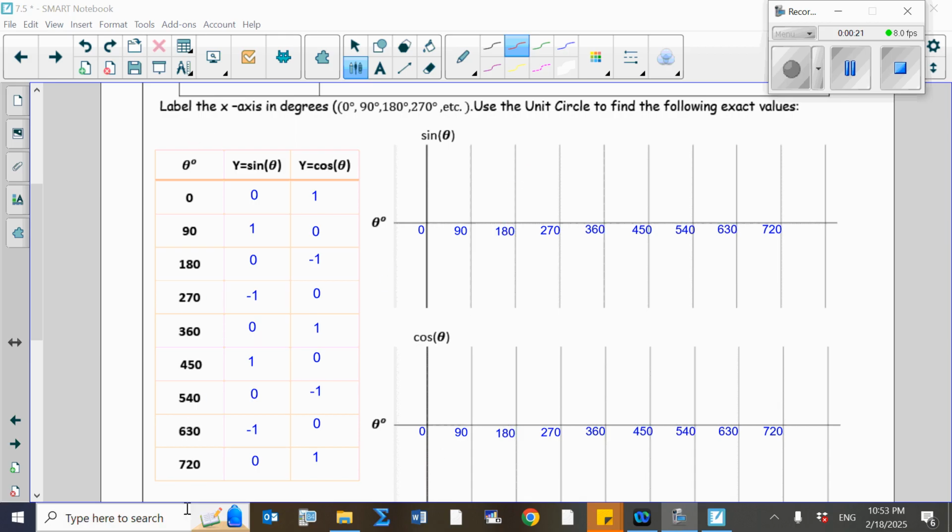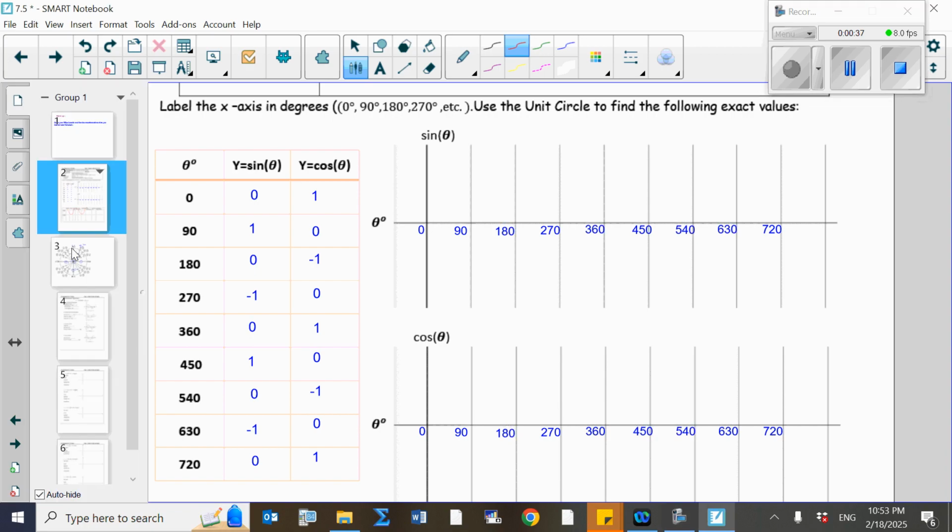I made this table for you that has some of the angles from 0 to 720, and on this table we also have the values of sine and cosine of those angles. If you wonder where I got these values, I can explain it for you here.